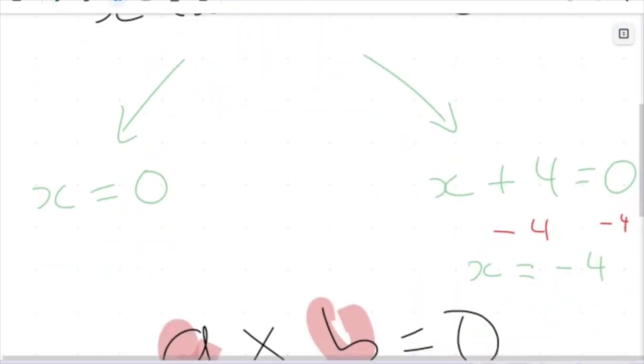So let's try another question here using the null factor law again.